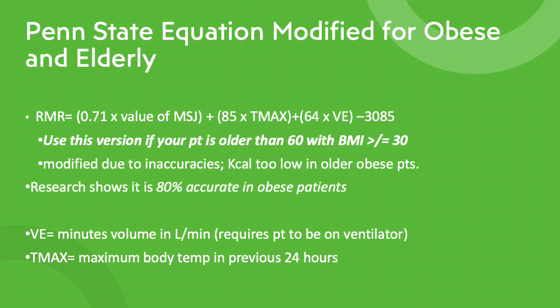Here is that Penn State equation that has been modified for obese and elderly. You should use this version if your patient is older than 60 and they have a BMI that's greater than or equal to 30. It's modified due to inaccuracies. Previous research was showing that the calorie level was too low in older obese patients. And then research shows that this modified formula is actually 80% accurate in obese patients. And remember, your patient has to be on the ventilator.